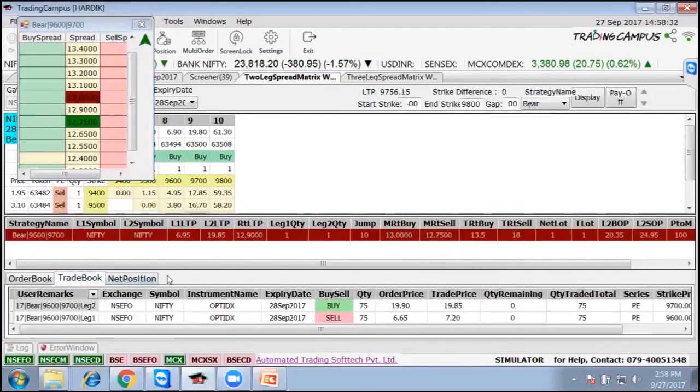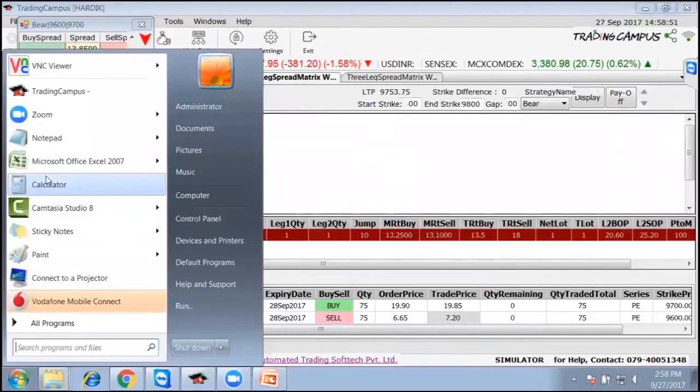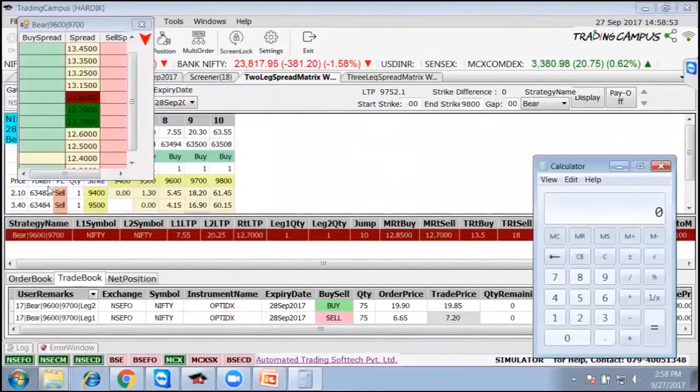Okay, if it gets executed, you can go and see in your trade book what exactly happened. So in your trade book, these trades have taken place. Okay, one buy and one sell. Now he bought at 19.85 and sold at 7.20. So let's find the difference between the two. Okay, so it is 19.85 minus 7.2, 12.65, right? So this is the spread at which you have bought.